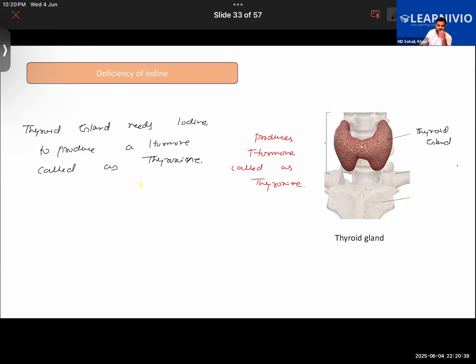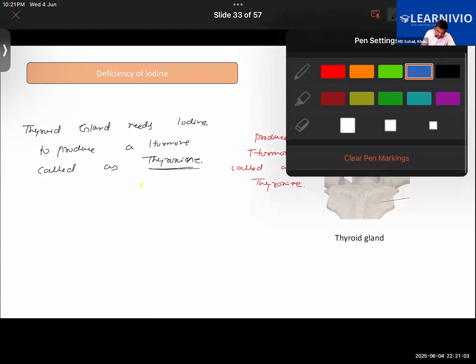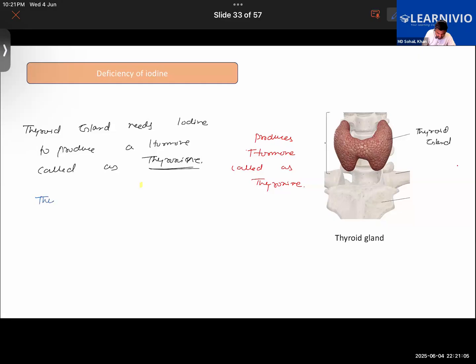Anyways, the thyroid gland produces thyroxine, which has several important functions. The thyroxine hormone maintains the heart rate. It maintains the temperature of the body. So thyroxine is very, very important for your body, right, Halima?